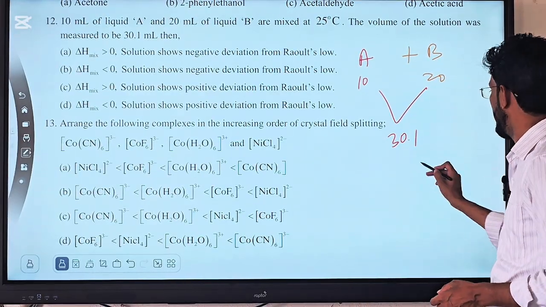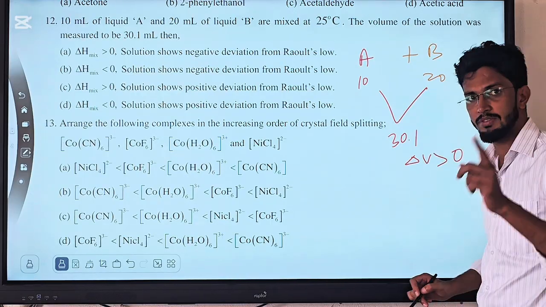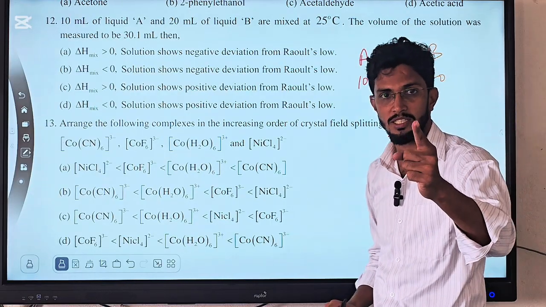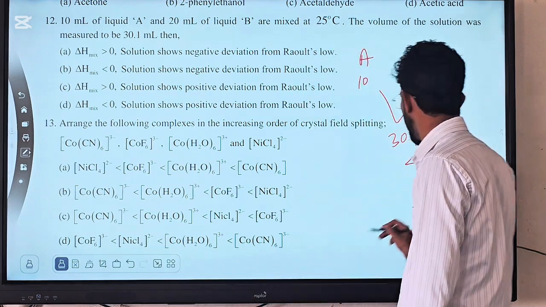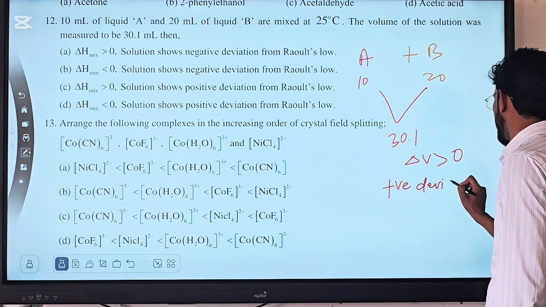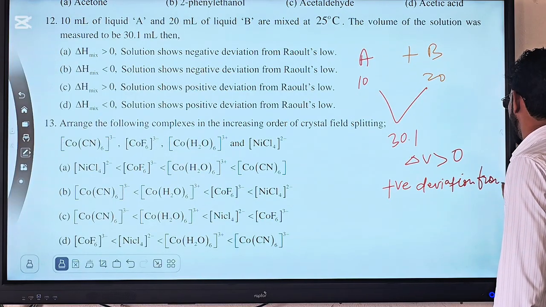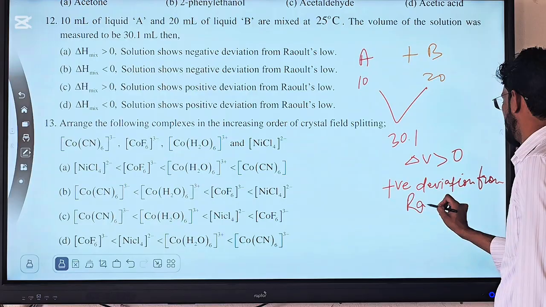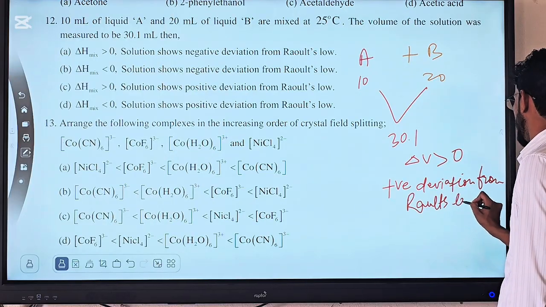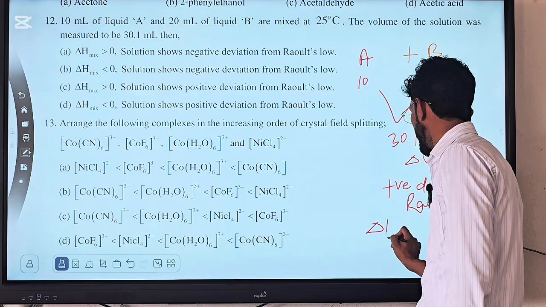That indicates del V is greater than 0. If del V is greater than 0, that indicates positive deviation from Raoult's law. If it is positive deviation from Raoult's law, then del H is also greater than 0.